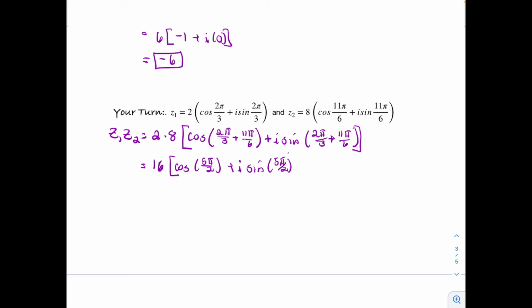Now, the reference angle for 5 pi over 2, because that's just multiple times around the unit circle, I find that the reference angle is simply pi over 2, and we know the cosine of pi over 2 is 0, and the sine of pi over 2 is 1. So we end up with 16i as our answer here.